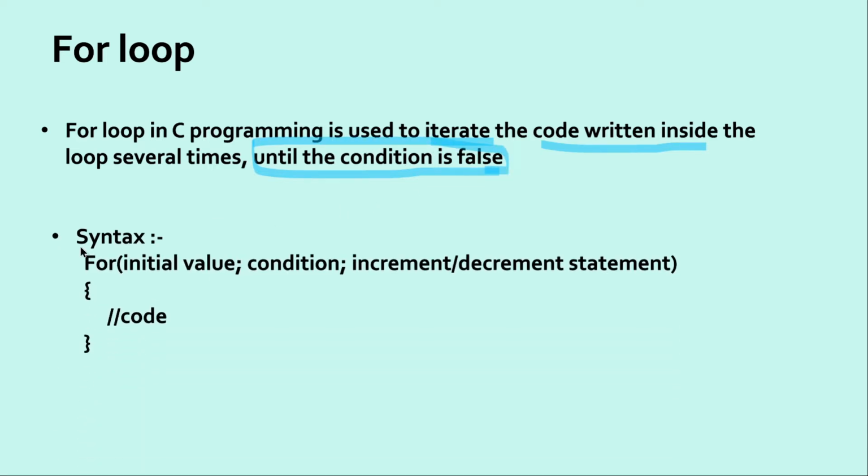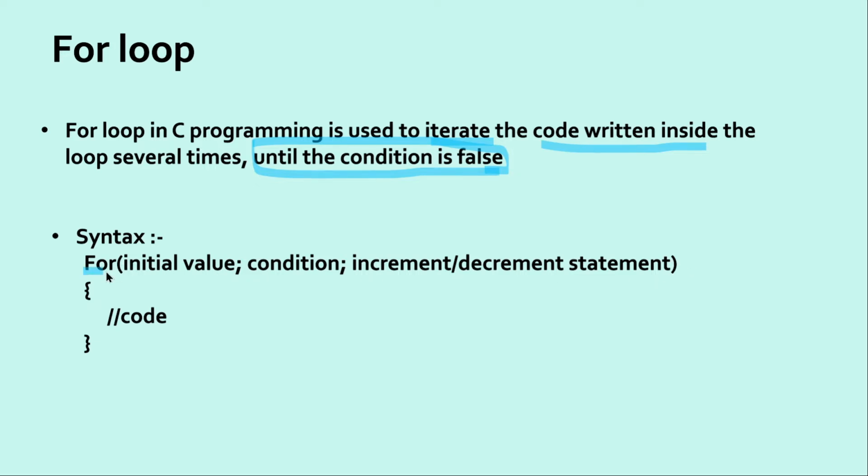Now let us see the syntax of for loop. So in looping statement we have three things to be declared. First one is initial value, condition, and then the increment or decrement statement. Now in while and do while loop, we declare these three things separately outside, but in for loop we will declare them inside this bracket only.